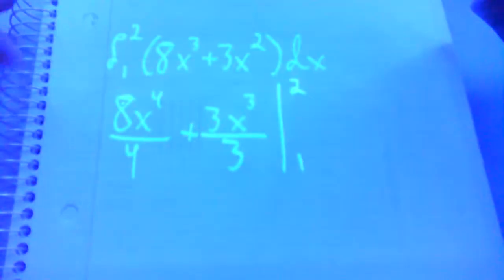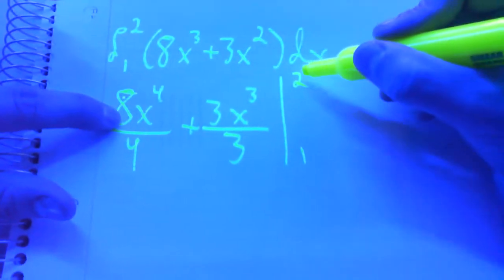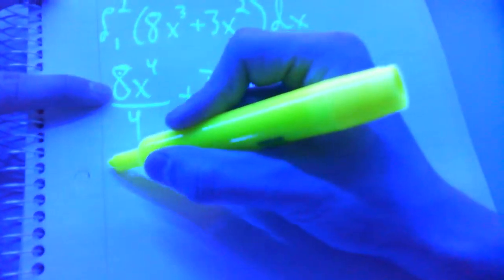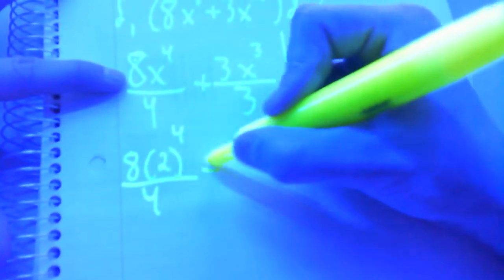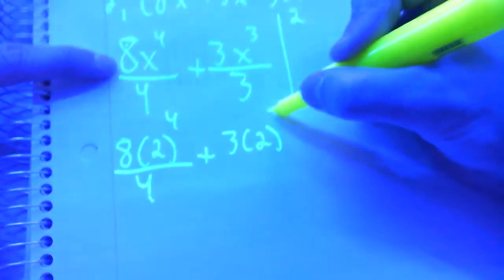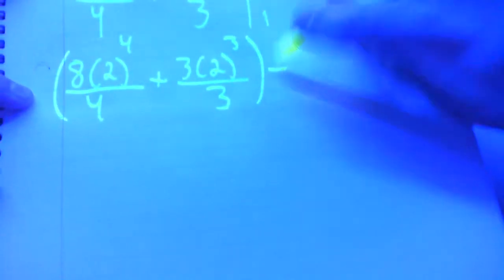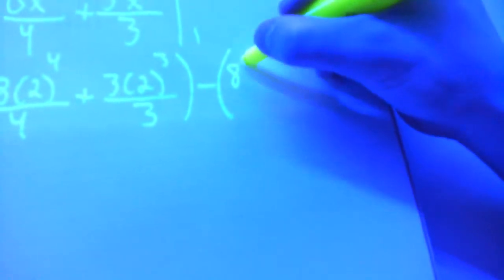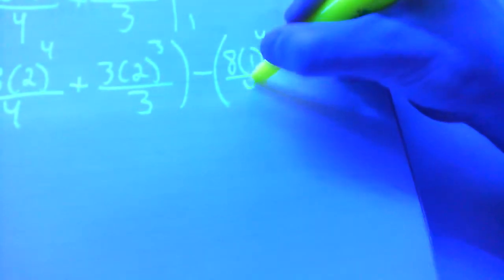Now, in order to evaluate this definite integral, we are going to plug in this number. So we're going to put the 2 in here first. We go 8 times 2 to the 4th divided by 4 plus 3 times 2 cubed divided by 3. So we have this, and this is one set, but it's not really done yet. So you have to subtract, and plug in over here the same thing, only with 1. So it would go 8 times 1 to the 4th over 4 plus 3 times 1 cubed over 3.